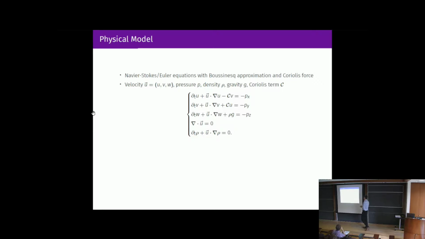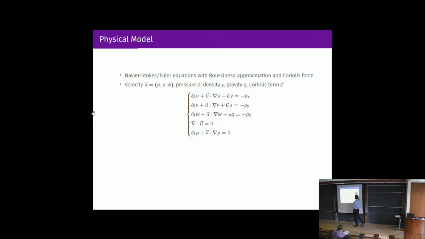All right, so here I have written the Euler equations with a few adjustments. The first is the Boussinesq approximation, and that says that changes in density are significant insofar as they're magnified by gravity. So I have the density appearing in the equation for the vertical velocity and not for the horizontal velocities.